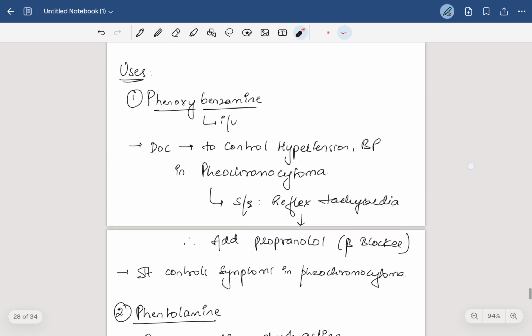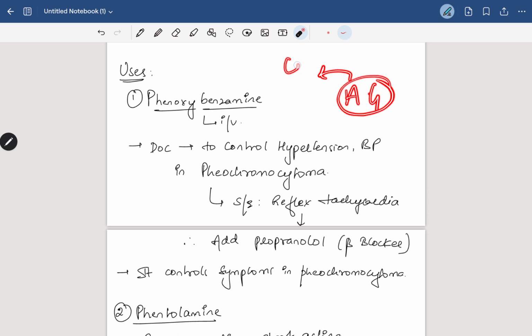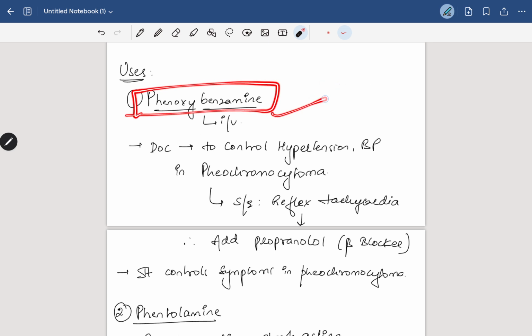Uses. The first drug we are going to talk about is phenoxybenzamine. Phenoxybenzamine is usually given IV, and it is the drug of choice to control hypertension and BP in pheochromocytoma. What is pheochromocytoma? A tumor in the adrenal gland is known as pheochromocytoma. If there is a tumor in the adrenal gland, what does the adrenal gland release? It releases catecholamines, right? There will be excessive release of these, so therefore there will be an increase in BP. Therefore, to decrease BP, we give alpha blockers. Which alpha blocker do we give? The drug of choice, phenoxybenzamine, to control hypertension and BP in pheochromocytoma.